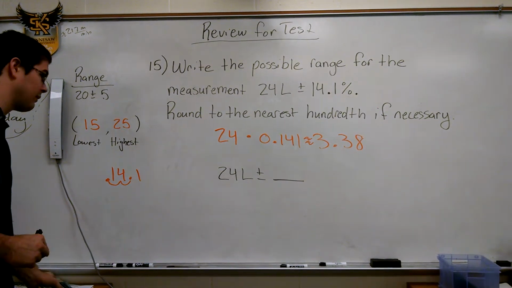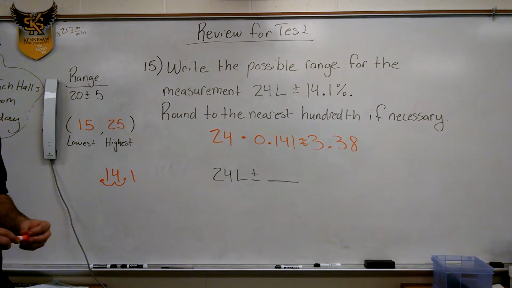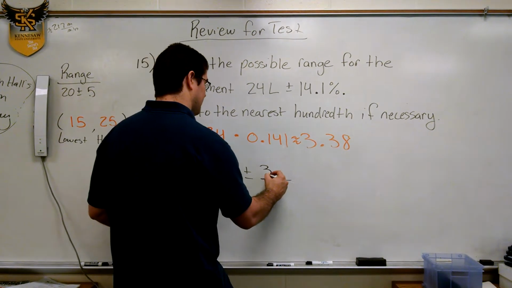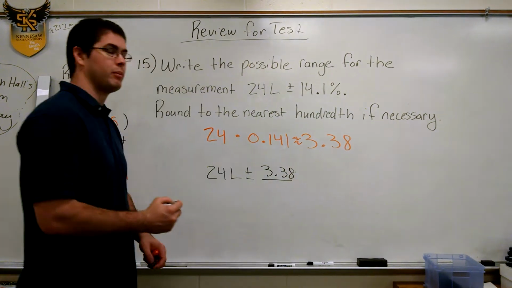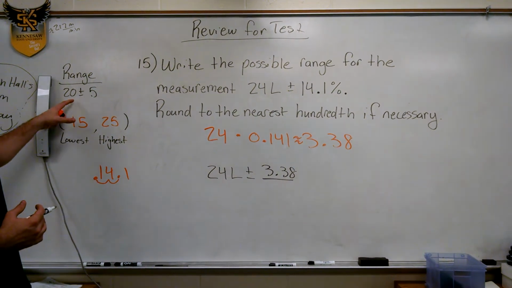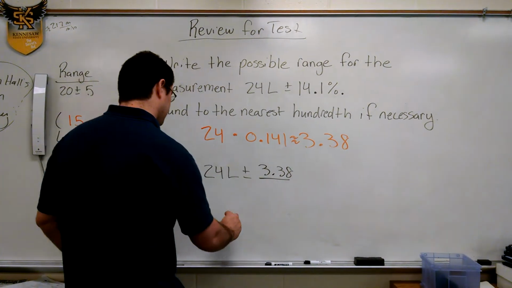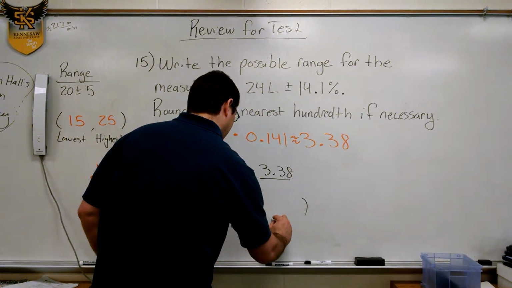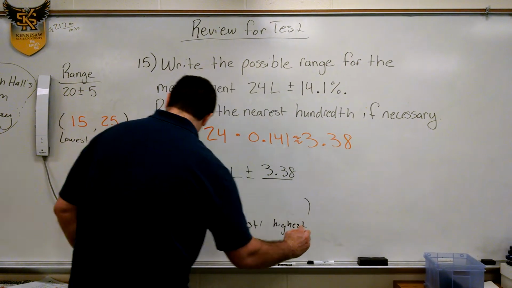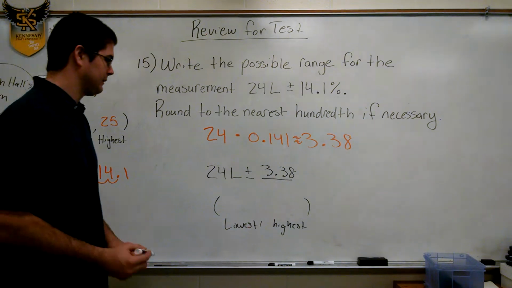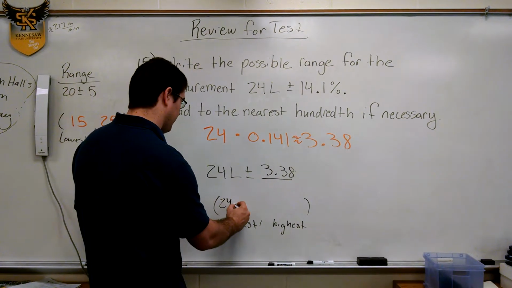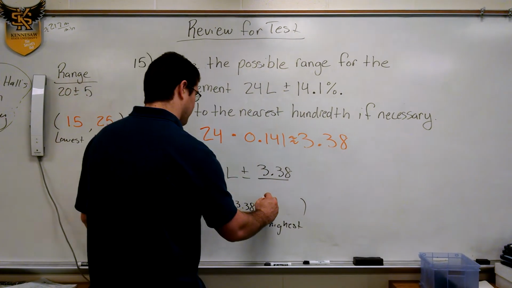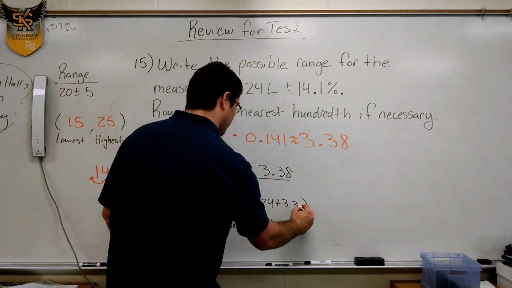All right. So now that I've found out what 14.1% of 24 is, now I know what I'm actually adding and subtracting. What I'm actually taking from 24 is adding or subtracting 3.38. Same concept we did here. I'm just going to find my lowest and my highest. I'm going to do that by taking 24 minus 3.38, which is my lowest, and the highest is going to be 24 plus 3.38.